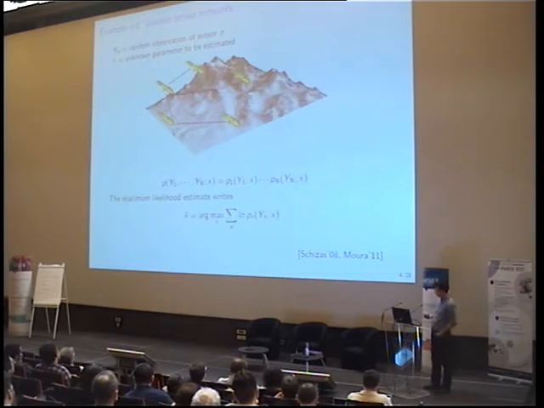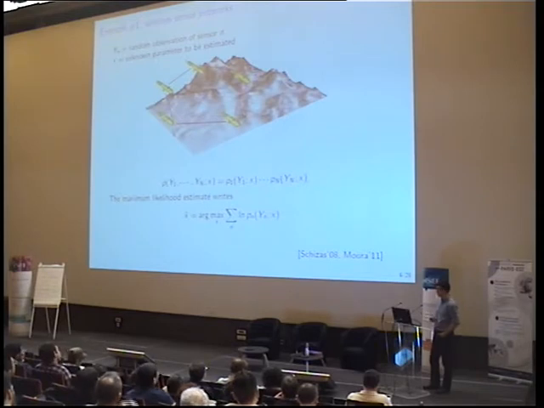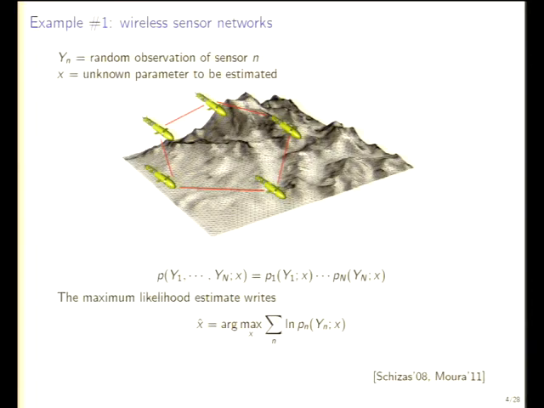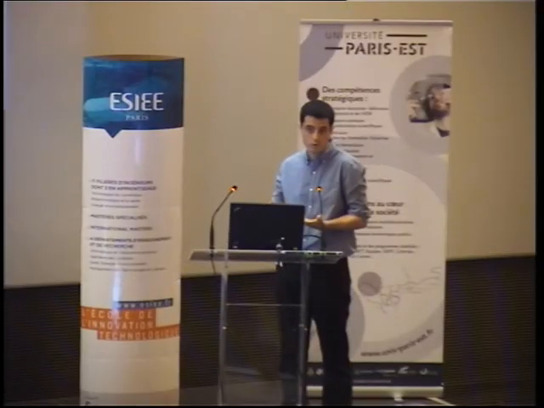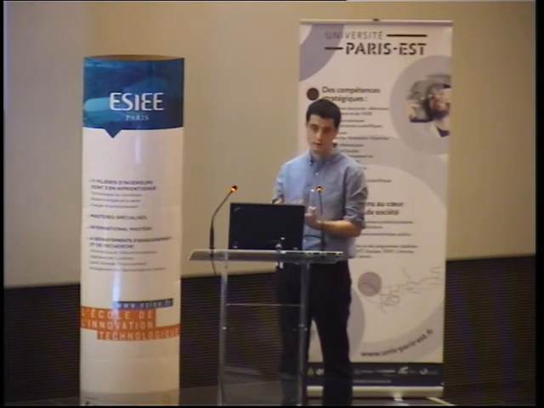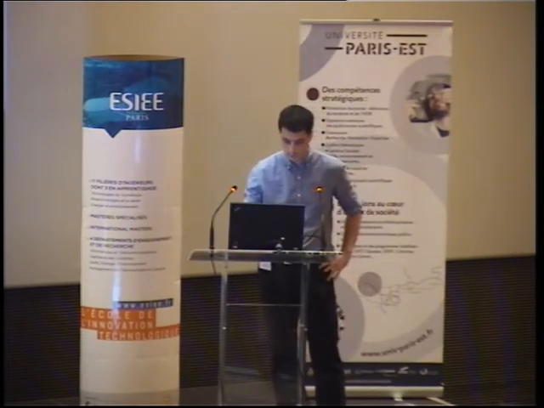So the maximum likelihood estimate, x hat, is the argument of the maximum of a sum, because we can pass this equality to the log, of a sum of the local log likelihood functions of the agents. So we are indeed faced with a problem of minimization of a composite function, as we talked about. And we seek to solve this problem distributively, because we don't want the agents to share their raw data, their raw observations.